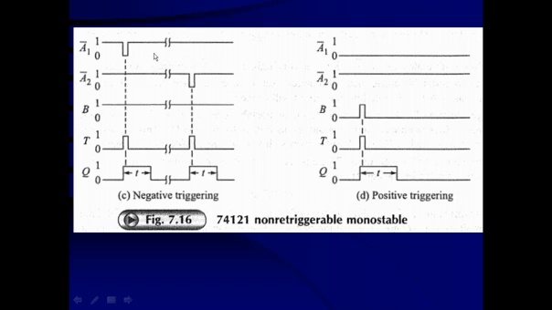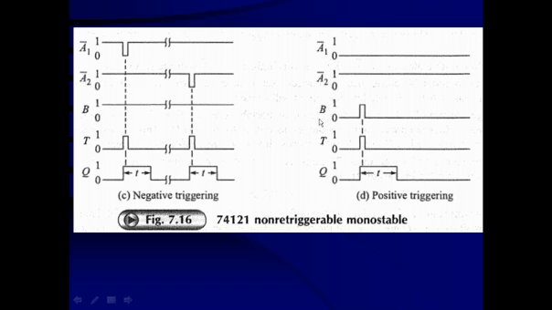Here also again, if you want to make a negative transition from A1 bar, you can make the negative transition from A2 bar also. That means A1 bar can be high or low, anything. But if A2 bar makes a negative transition, then the trigger pulse will be available and the circuit is going to be triggered. So either A1 bar or A2 bar, these are the two inputs from where the negative transition of this IC will be possible.